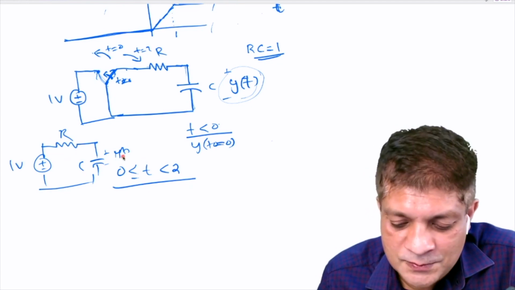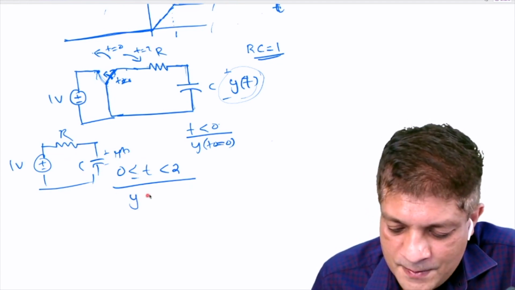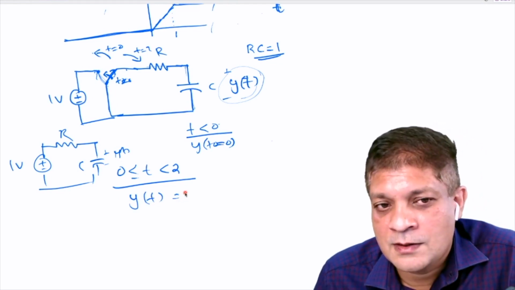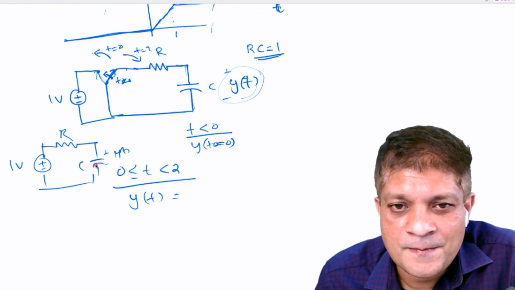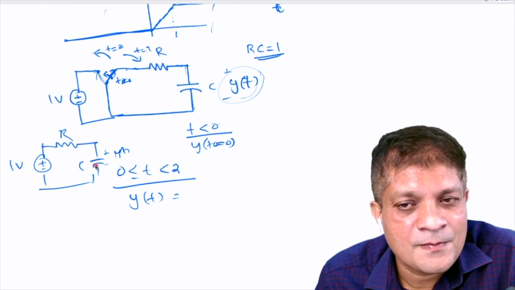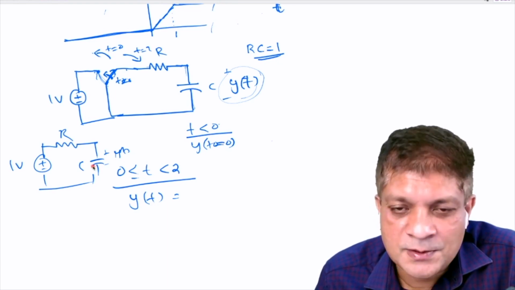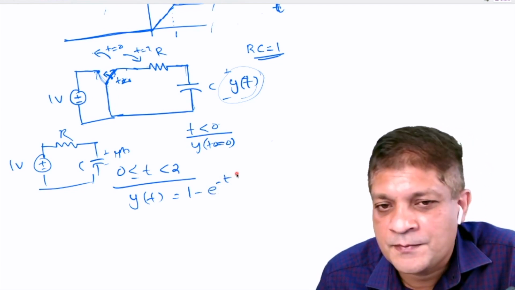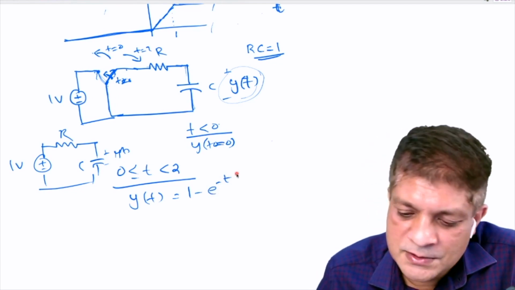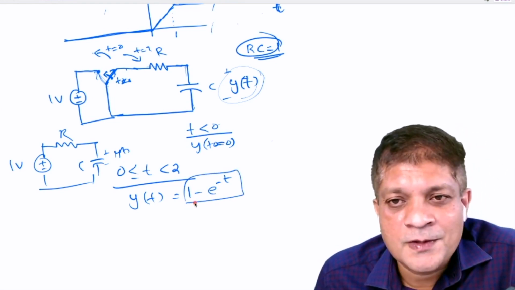Now tell me, what is the voltage across that capacitor? What is the expression for y(t)? Is it the charging of a capacitor? So what is the expression for the voltage across the capacitor? Is it 1 minus e to the power minus t by RC? Yes, I am assuming that the RC time constant is 1. So 1 minus e to the power minus t. Is it?